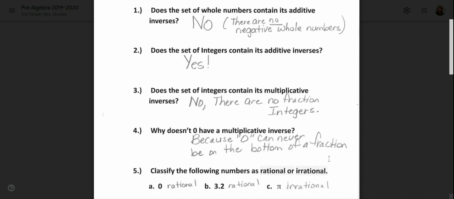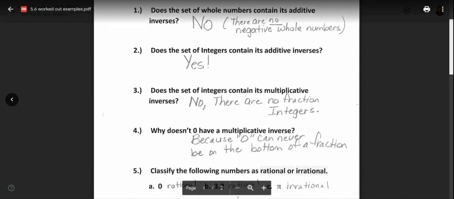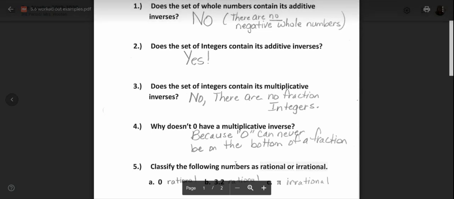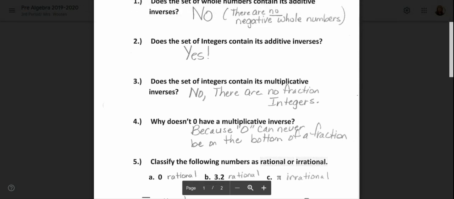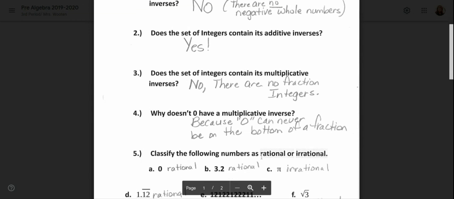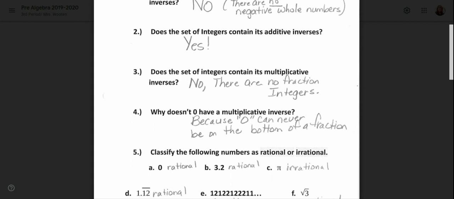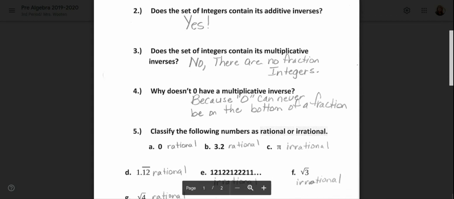All right, let's practice classifying the following numbers as rational or irrational. 0, of course, would be a rational number because it's in the set of whole numbers, and so that is rational. 3.2 is also rational. It can be a mixed number or a whole number with a decimal part. Pi is considered an irrational number because it is a decimal that never stops and never repeats itself. That's irrational.